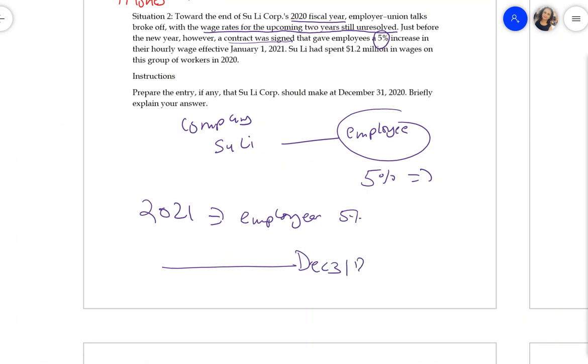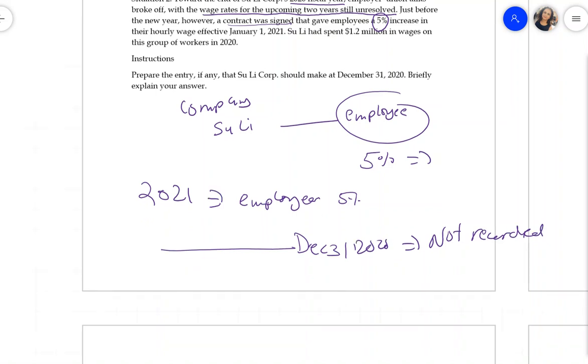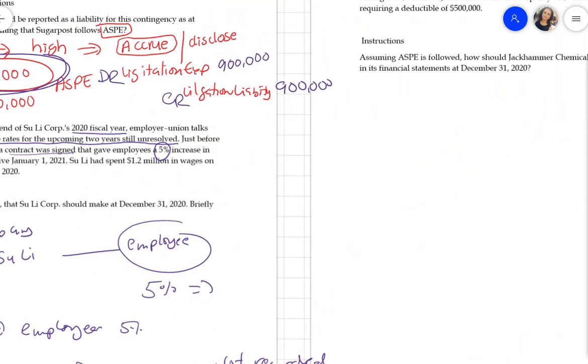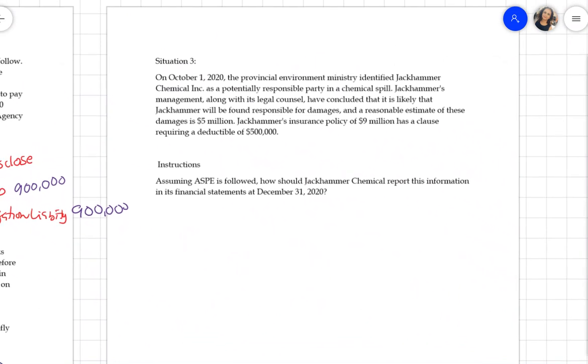December 31st, 2020, we will not be recording anything, because there is no liability to be recorded at this point. So there's nothing to record. Then we have situation number 3.